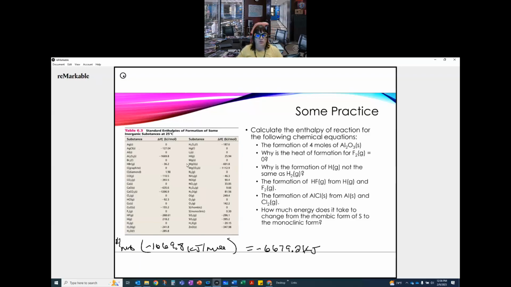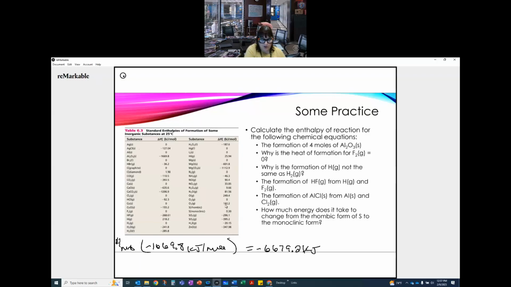Why is the heat of formation of F2 gas 0? If I look at F2 gas, it says 0. Why would that be 0? Because that's F2 in its natural form. That's how it exists, so the energy needed to be in its natural form is 0. So anything that's in its natural form, how it exists in nature, is going to be listed as 0.